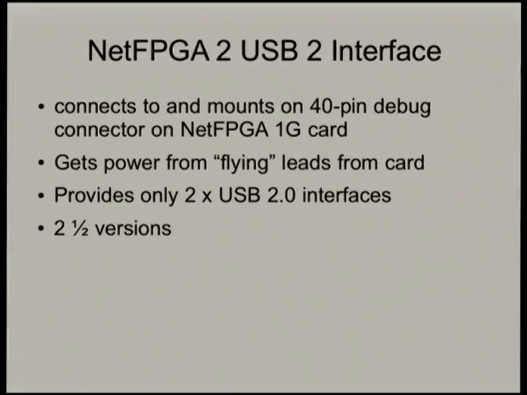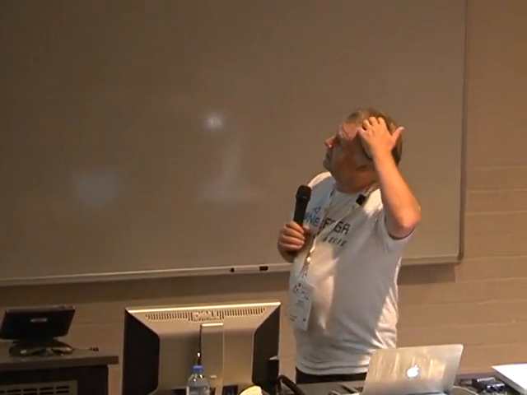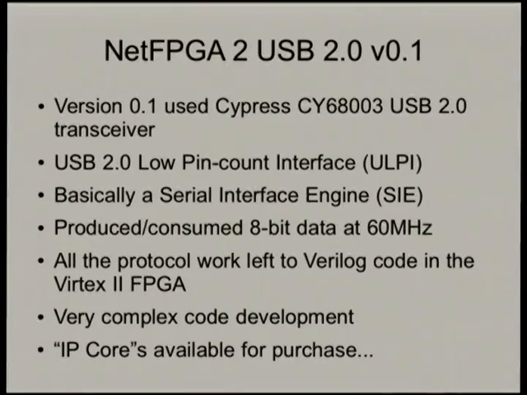There's only 2 USB 2 interfaces, which is enough to do a ping pong test and stuff, but not to realise the full 4-port design which we want to get to. And we're up to version 2.5. Version 1 was a bit of a disaster. Version 1 uses a Cypress USB 2 transceiver called a ULPI, UTMI+ Low Pin Interface, which is basically a serial interface engine.